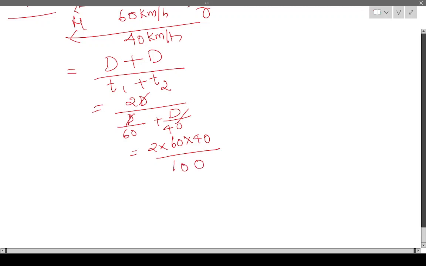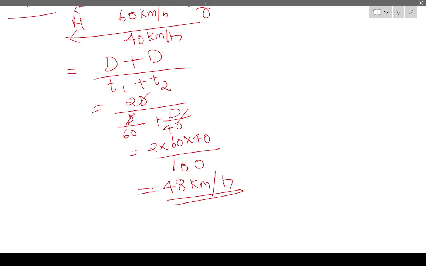That is going to be how much? 48 kilometer per hour. Using these two methods, you will be able to solve this. I hope this is clear. Next, let me check whether we can discuss one more problem. Yes, this is a very good problem, and we will discuss it.